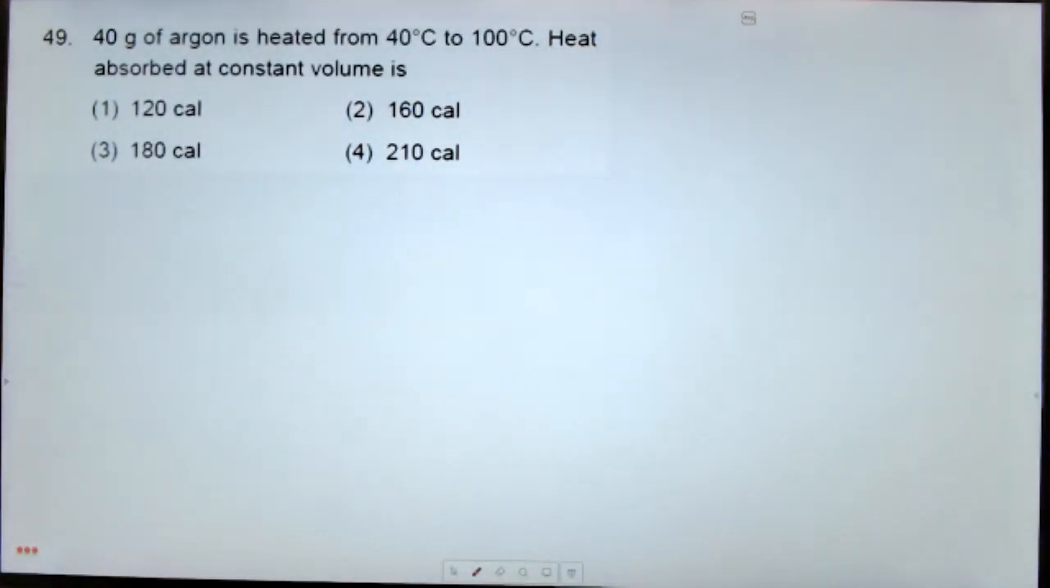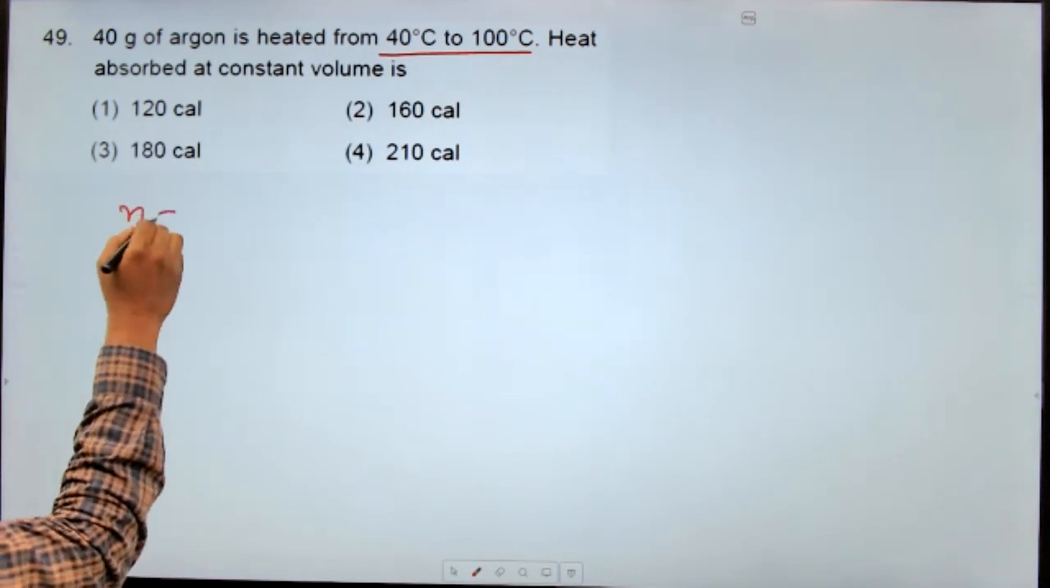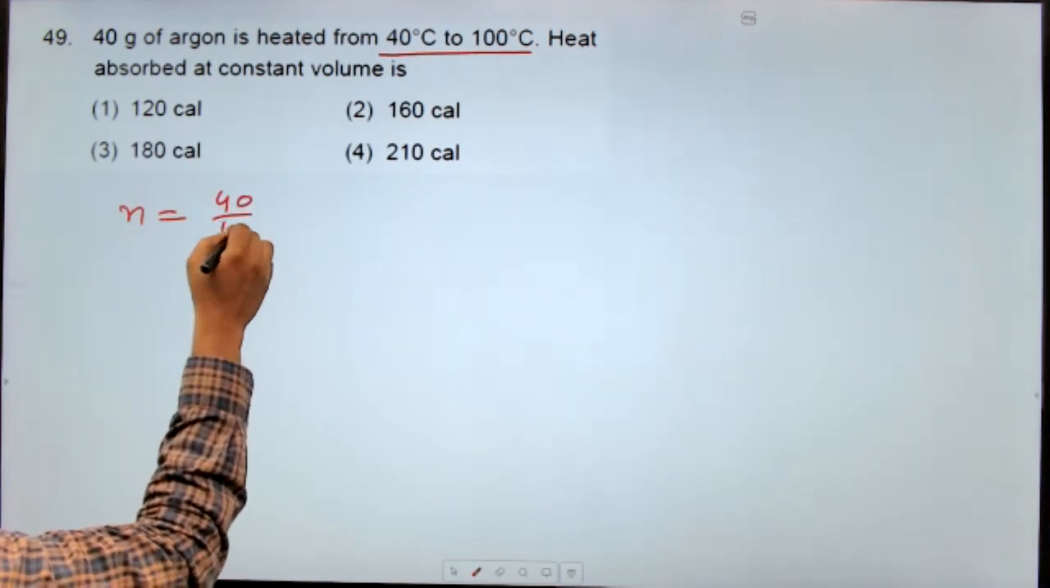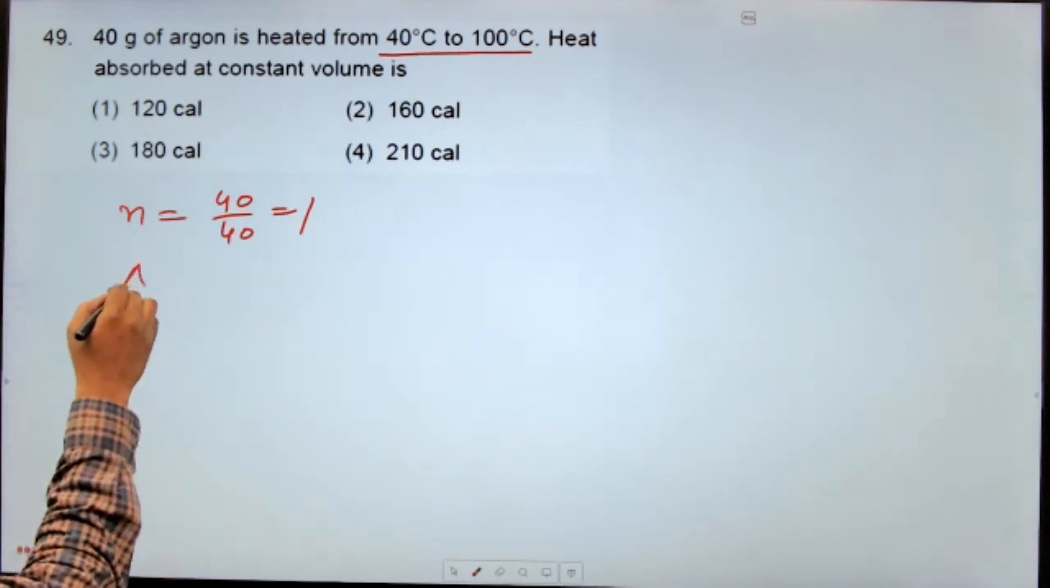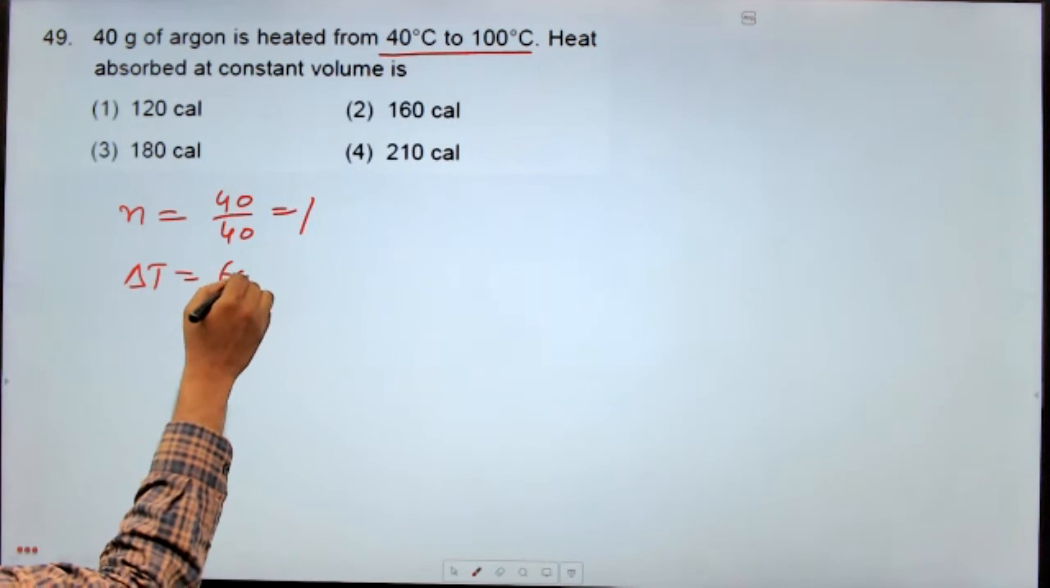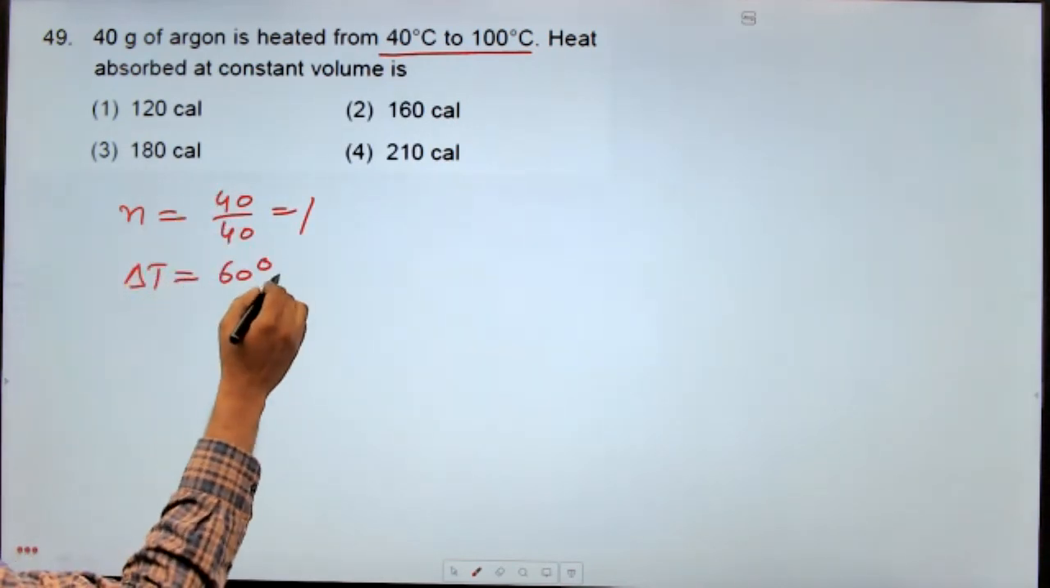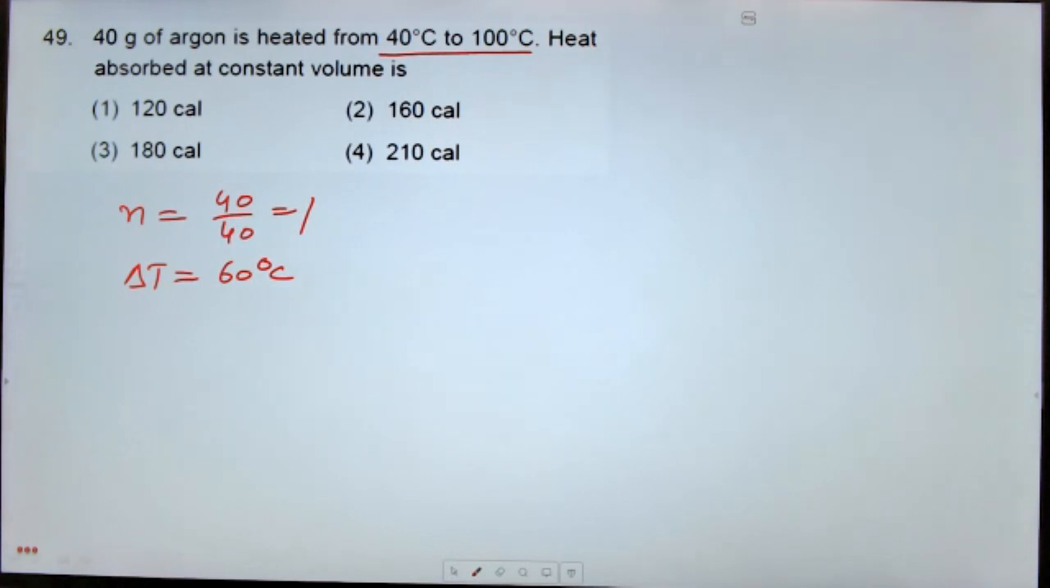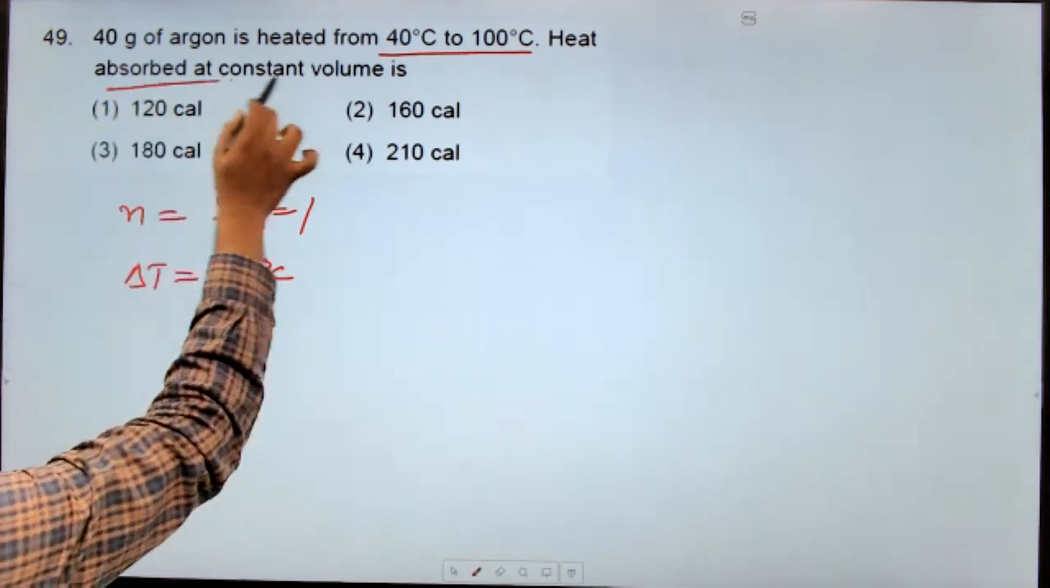Next one. 40 grams of argon is heated from 40 degrees Celsius to 100 degrees Celsius. Then heat absorbed at constant volume is. So here number of moles, mass by molecular mass, 40 by 40, that equal to 1. Change in temperature, 100 minus 40, that equal to 60 degrees Celsius. That is the change in temperature. In Kelvin also the difference is the same only. Now he is asking about heat absorbed at constant volume.